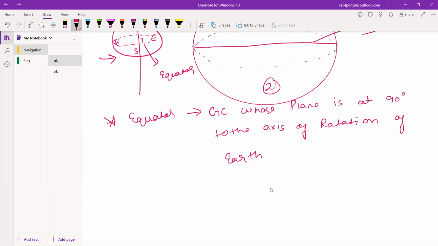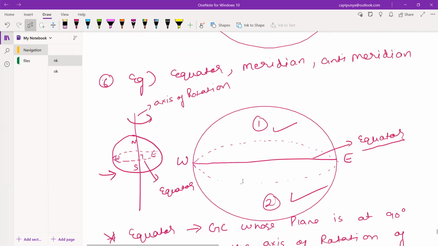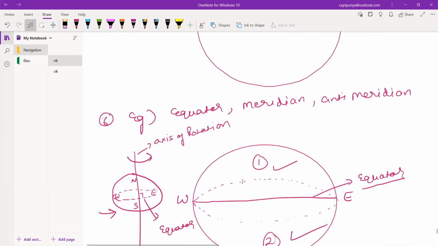It is called the equator. So now guys, it lies in your east-west direction and divides the earth into two hemispheres. You can see easily that it is lying in the east-west direction. So this is your west and this is your east, and it divides the earth into two equal halves. So this was your definition of the equator, and it is a great circle.